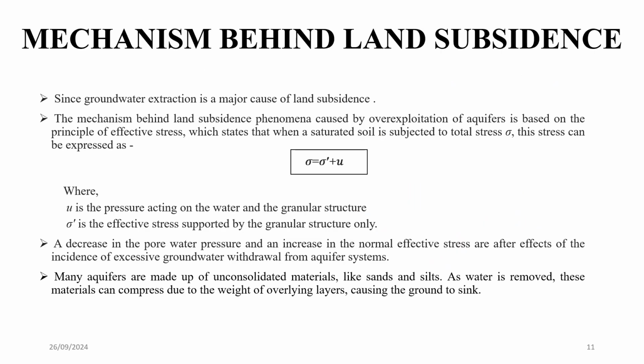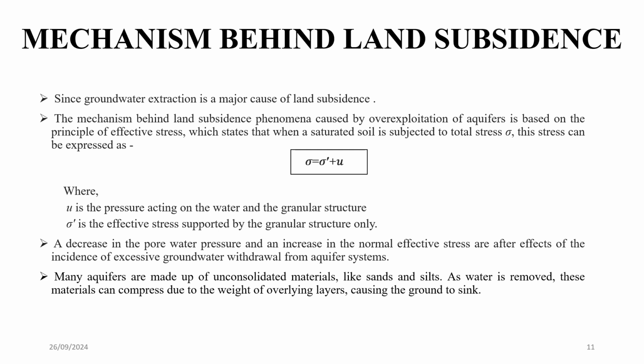Now let's understand the mechanism behind land subsidence. Since groundwater extraction is a major cause of land subsidence, the mechanism behind the land subsidence phenomenon caused by overexploitation of aquifers is based on the principle of effective stress, which states that when a saturated soil is subjected to total stress, this stress can be expressed as the summation of effective stress and pore water pressure.